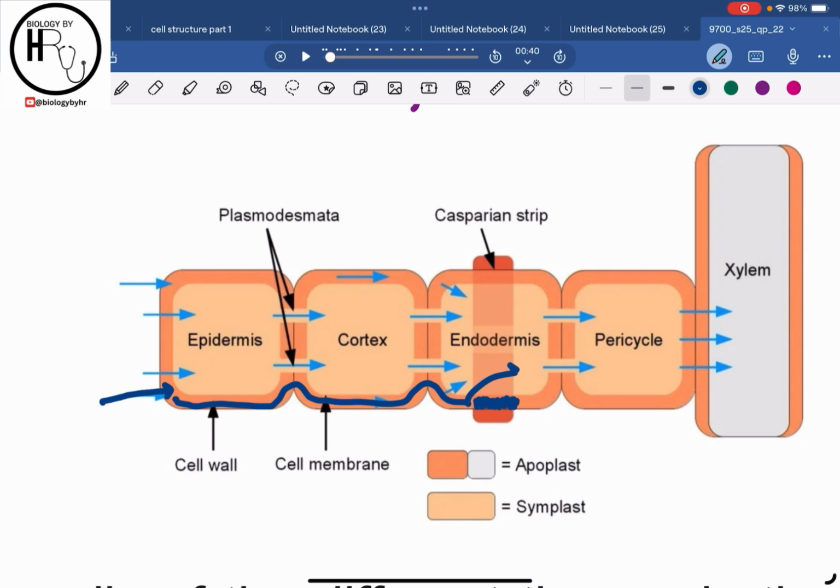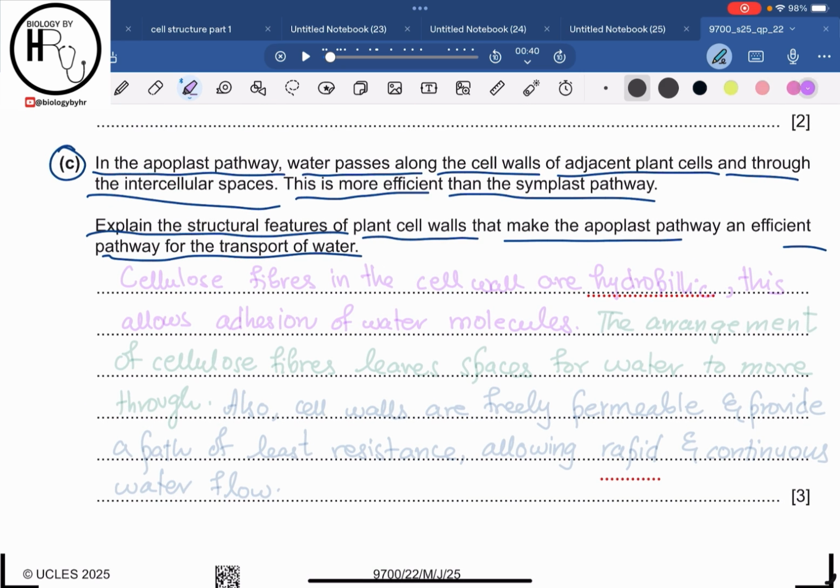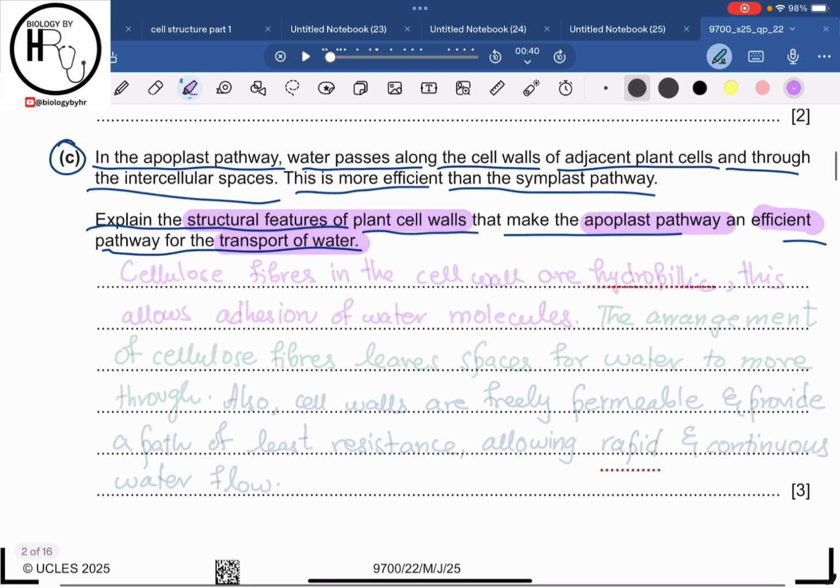So the water has to enter the endodermis, and then it will continue its path by the symplast pathway and reach the xylem. So eventually the apoplast pathway has to convert into the symplast pathway to basically carry itself to the xylem. But then in the question, they explain that what structural features of the plant cell wall makes the apoplast pathway an efficient pathway for the transport of the water. So let's look at this.